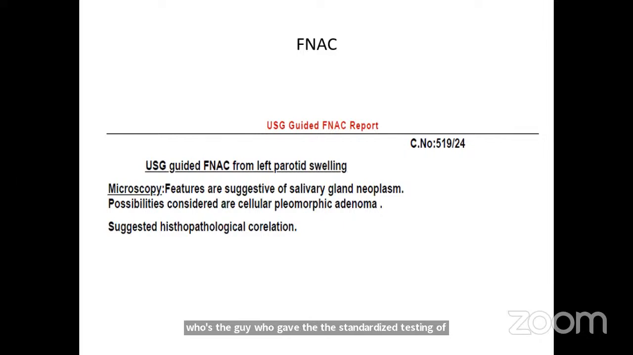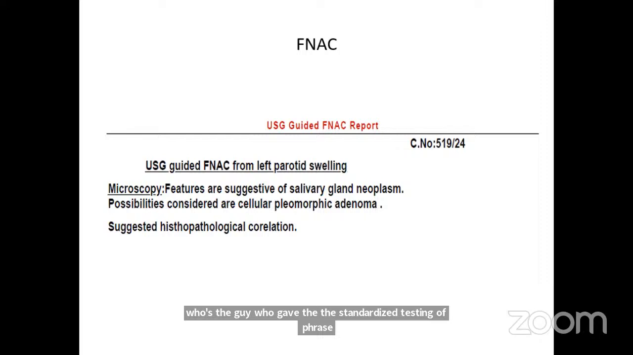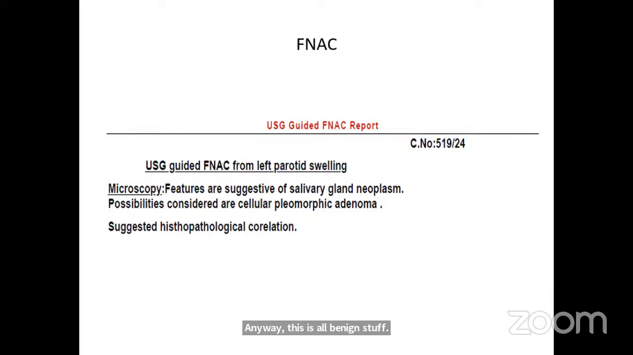Anyway, this is all benign stuff. So let's not discuss that. Okay. You have done the superficial parotidectomy and the final histopathology report comes back as malignant. What are the indications for post-op radiation in a malignant salivary gland neoplasm? Parotid neoplasm.